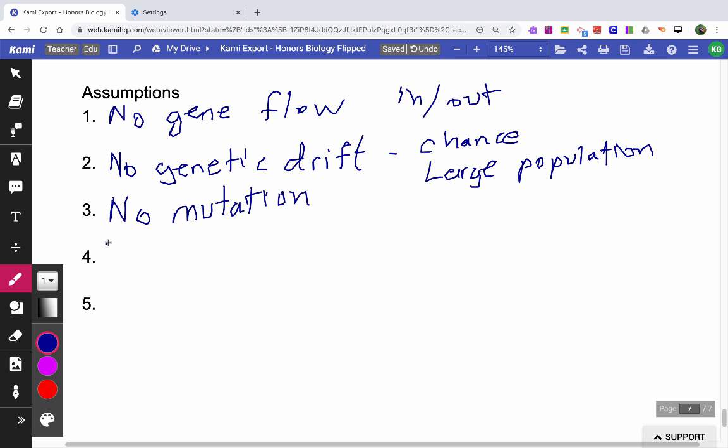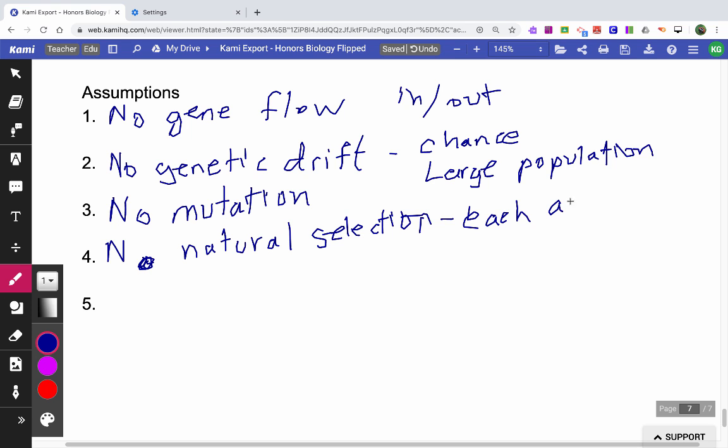And then the next one is natural. Let me change that to no natural selection. Again, not something that will happen in real populations. There's usually going to be something that will be a more favorable trait. So no natural selection. That means that each allele had an equal chance. And we know that's not usually the case. Sorry, this is looking like chicken scratch, but you know my deal.